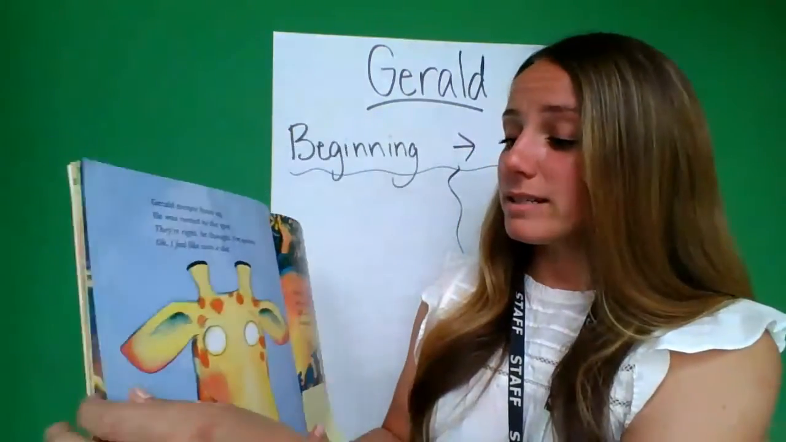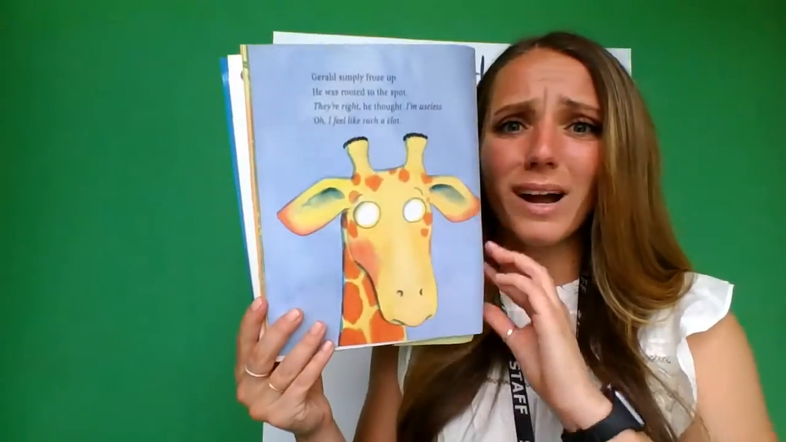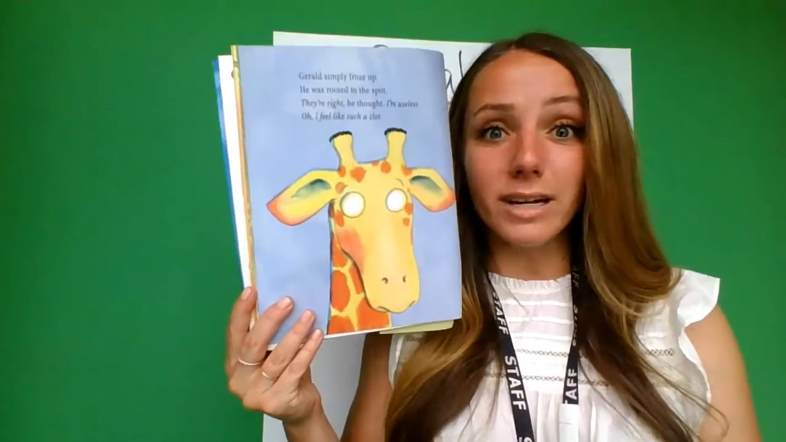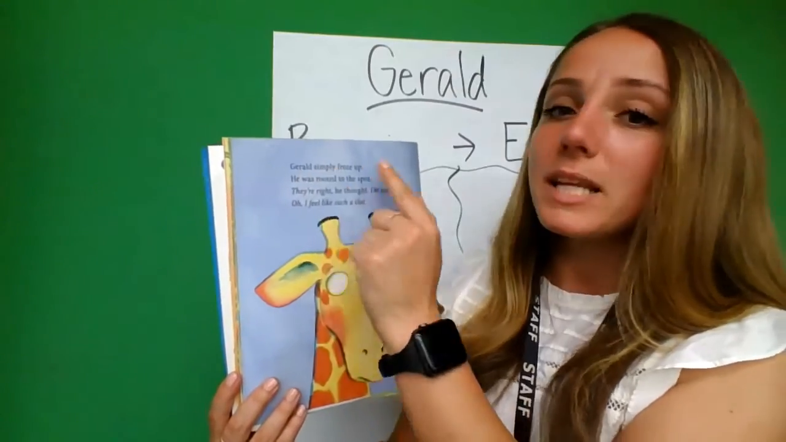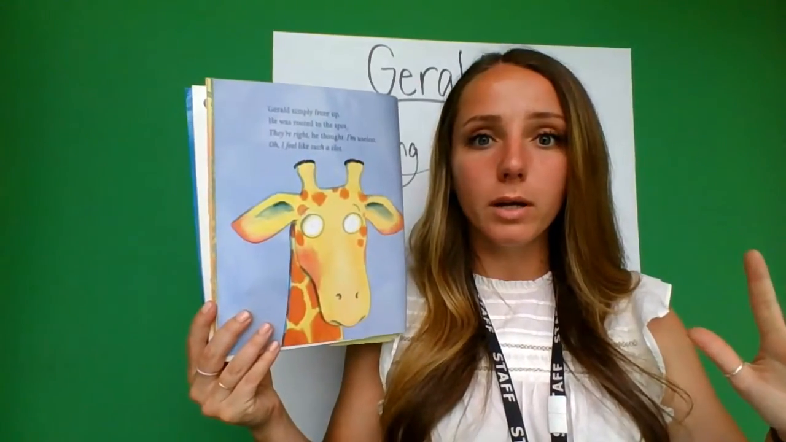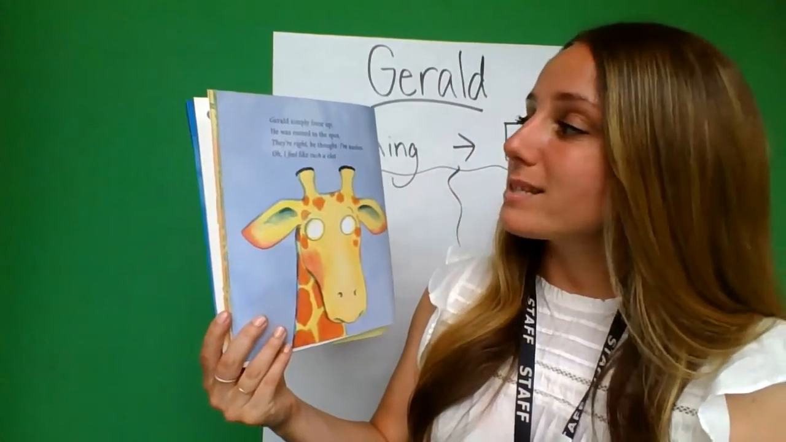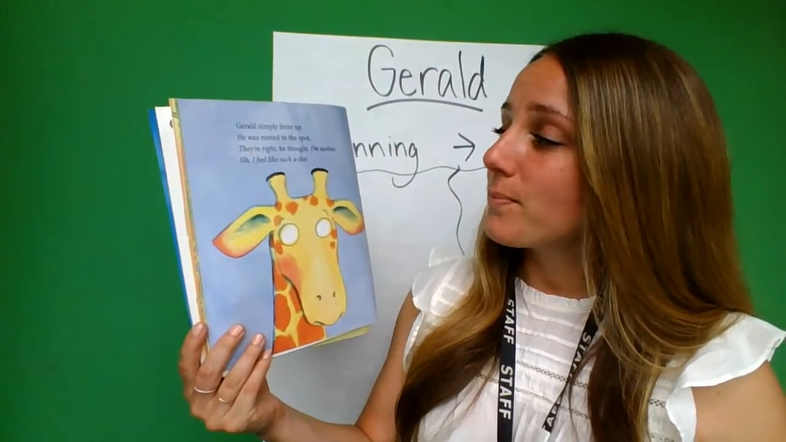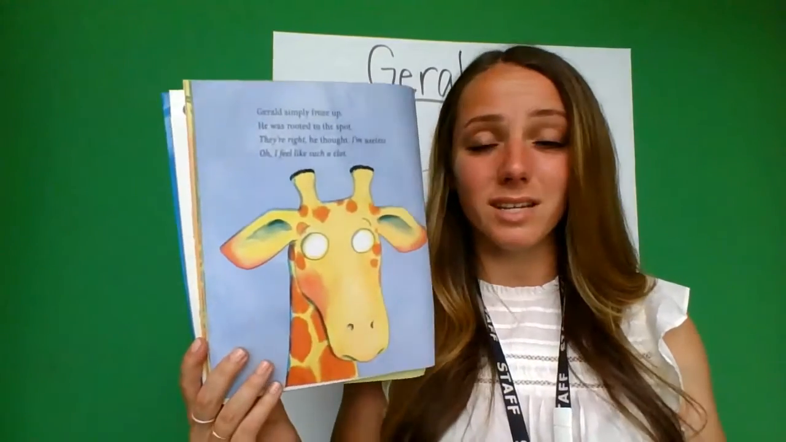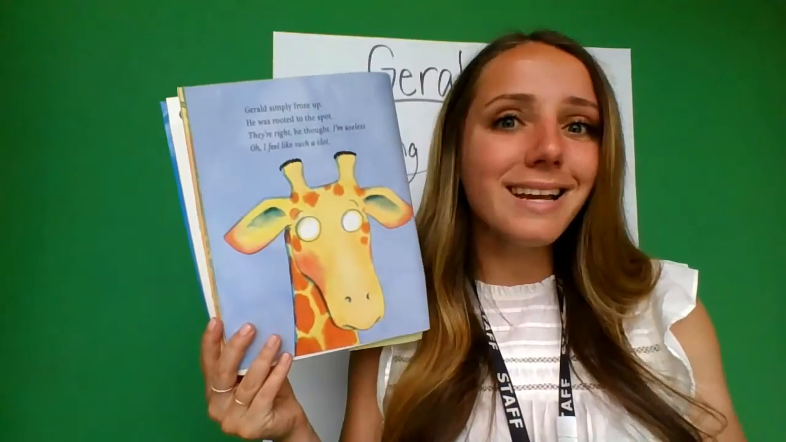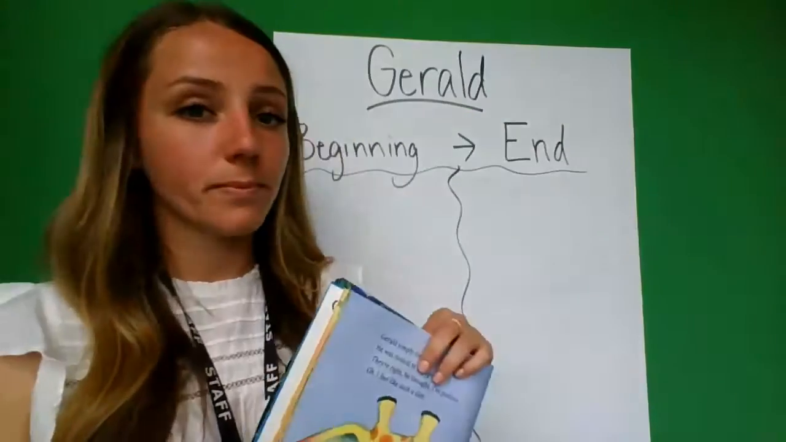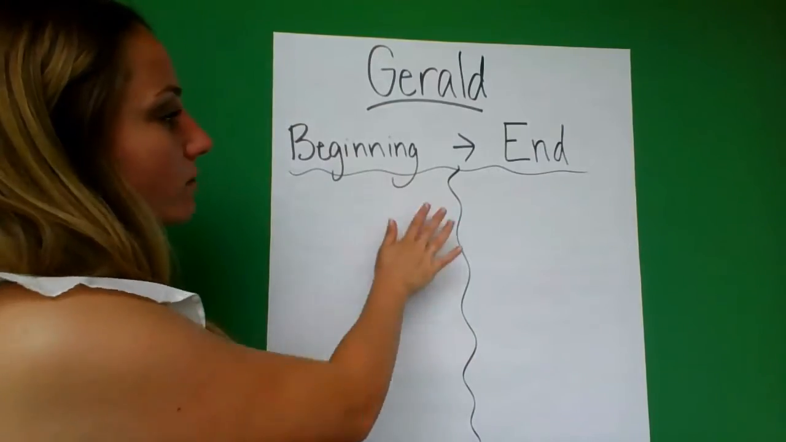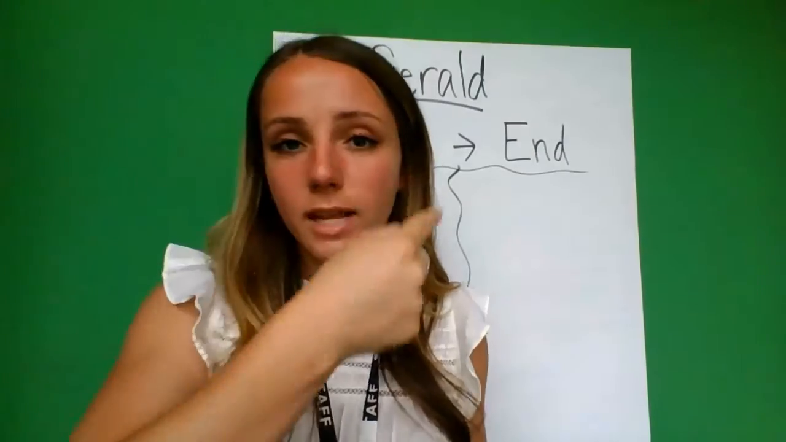And we can look here and see he's kind of surprised. He's really embarrassed. And it even says here that Gerald simply froze up. He was rooted to the spot. He thought he was useless because he couldn't dance like the rest of them could to that song. So what you're going to do is you are going to draw Gerald at the beginning of the story and that emotion that he felt.